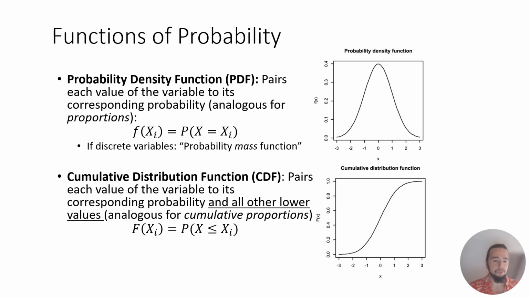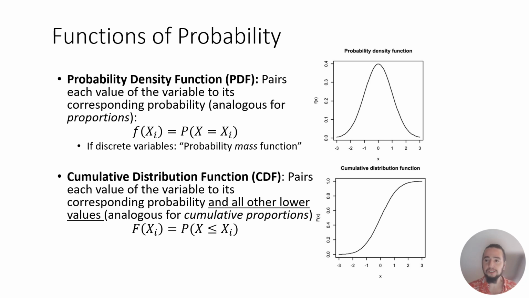And also we have discrete variables. This function can be called the probability mass function instead of density, and it's the typical function that we plot to see the shape of our variable. Also, we have the cumulative distribution function that associates each value of the variable with its corresponding probability, and also all of the other lower probabilities. Therefore, it's like the cumulative proportions up to some point.